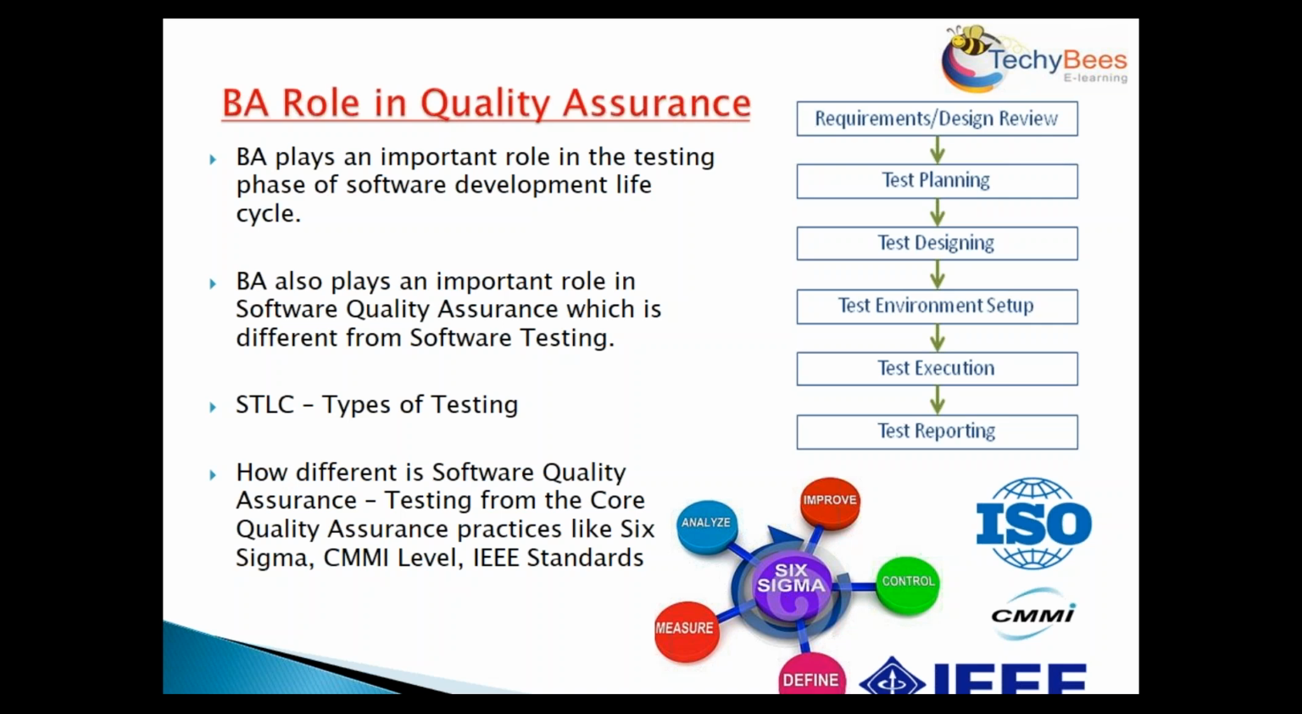You need Six Sigma, ISO, CMMI, and IEEE. It could be for documentation, or it can be for development standards, code quality, everywhere. These core quality assurance practice teams will have measuring units called metrics. So metrics are defined by the core quality assurance group to bring about quality in the work that is done in a software company. They will not test the product for functionality.